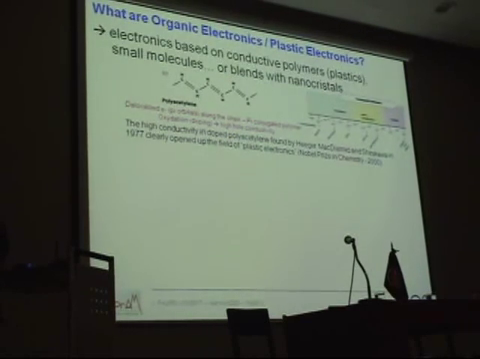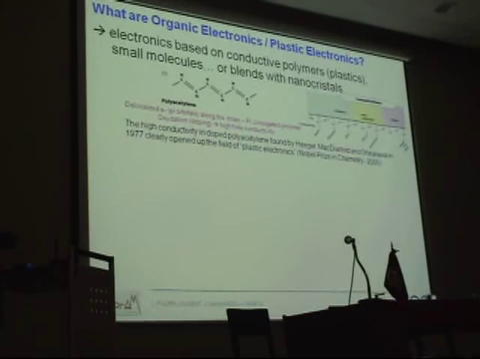Organic electronics are also called plastic electronics, and they are based on conductive polymers or small molecules, and by extension you can also add the blends of these polymers or small molecules with nanocrystals. So here is the chemical structure of a polymer, which is polyacetylene. You have here a backbone of carbon atoms with an alternation of single and double carbon-carbon bonds. And this alternation is called conjugation.